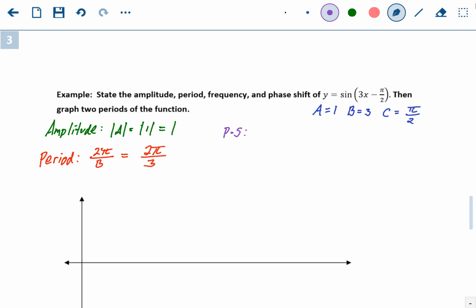Next up is the phase shift. B over C. Or no, flip that. C over B. Opposite of C over B. So it's going to be pi over 2 divided by 3, which is pi over 6. Okay, so that's going to be our new starting point. We're not going to start at 0. We're going to start at pi over 6.